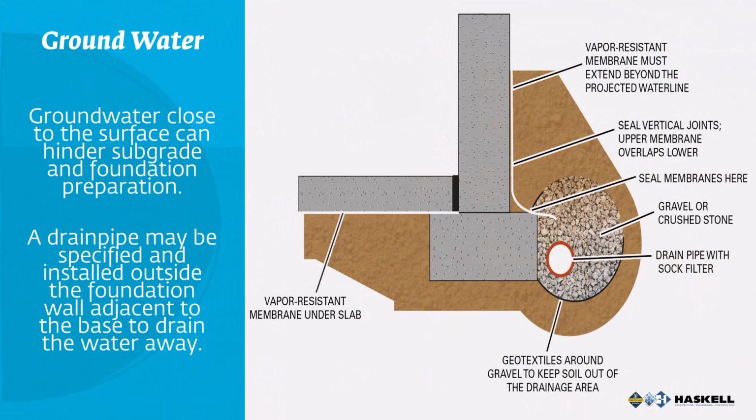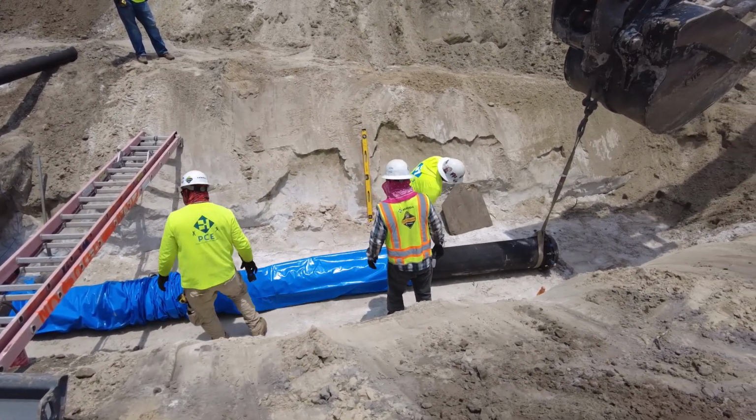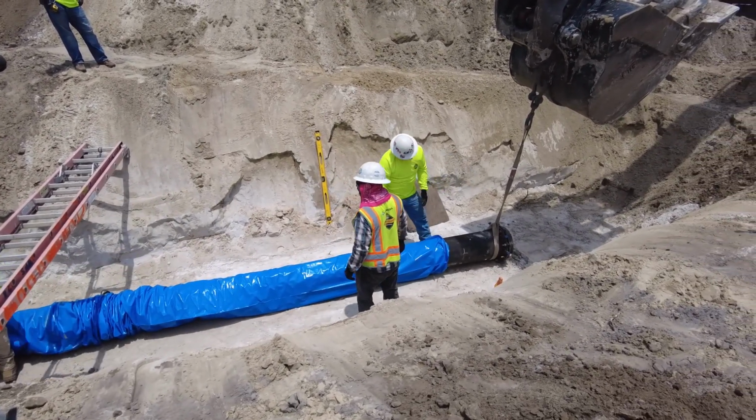After construction, it's essential to keep groundwater away from foundation walls to avoid hydrostatic pressure. A drain pipe is often installed outside the foundation wall with a vapor-resistant membrane and perforated drainage pipe at its base to direct water away. The drainage pipe should be sloped to drain water properly, and a geotextile sock prevents debris from entering.